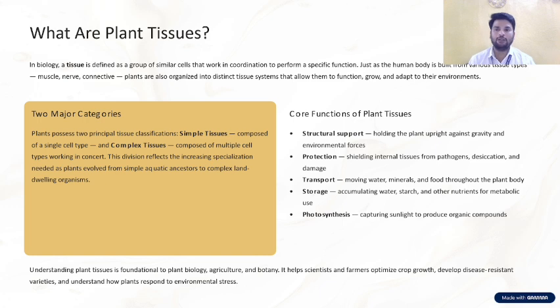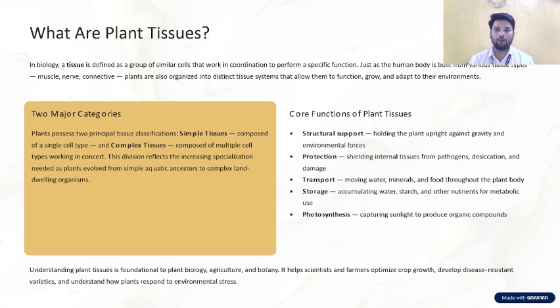Plant tissues are nothing but a group of similar cells that work in coordination to perform a specific function. Just as a human body is built from various tissue types like muscle, nerve, and connective, plants also organize into distinct tissue systems that allow them to function, grow, and adapt to the environment.